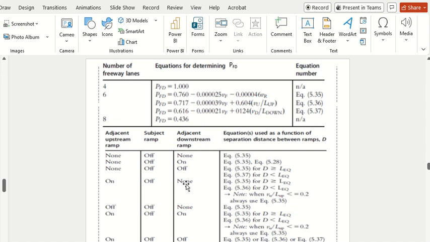Okay, so for this condition, we can use equation 5.35 or equation 5.36, depending upon the value of LEQ. Now, they are saying if this ratio is less than 0.2, we'll always use equation 5.35. Okay, so first of all, let us find out this ratio. This is the flow rate for the upstream ramp, and this is the length to the upstream ramp. Okay, and the length is in feet. So I will convert it to feet.